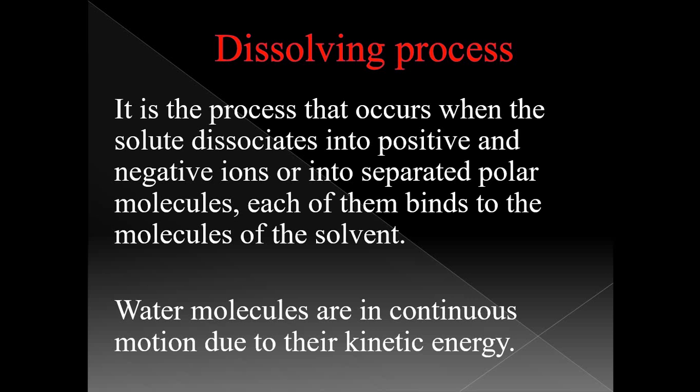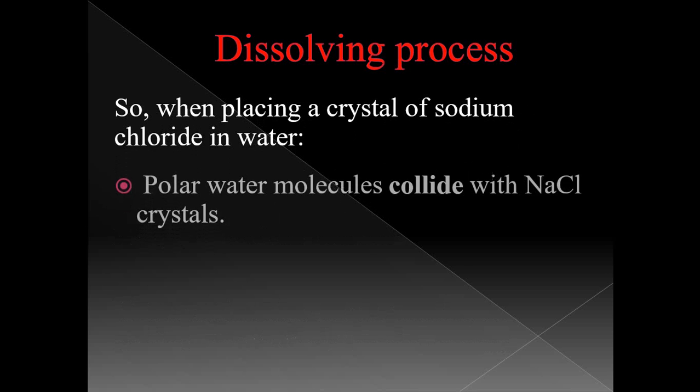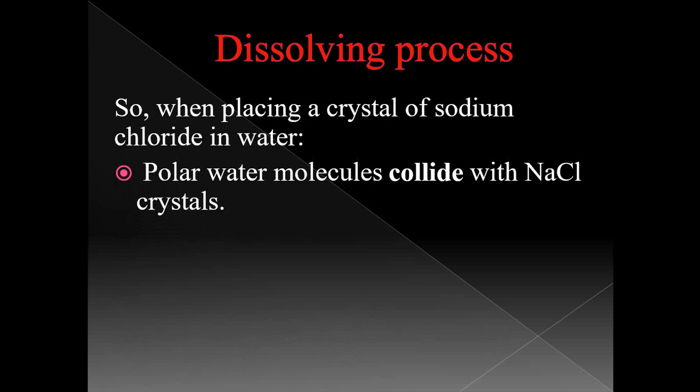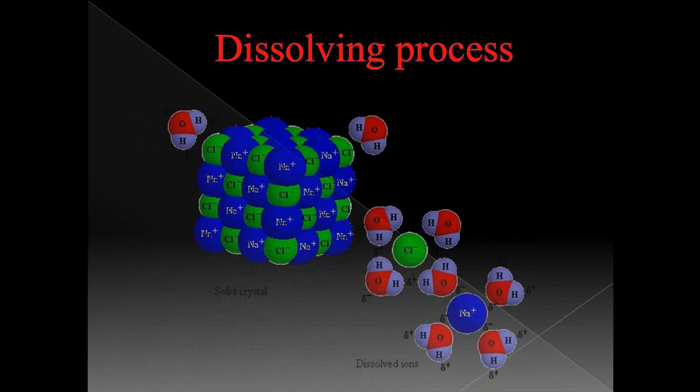And since water molecules are in continuous motion due to their kinetic energy, so when placing a crystal of sodium chloride as a solute, for example, the first thing that happens is that polar water molecules collide with sodium chloride crystals. Then water molecules start to attract the ions of sodium chloride, sodium ions and chloride ions, by directing the suitable pole towards each of them until these ions are isolated completely. Okay, the positive ions are isolated from the negative ones and they are prevented from binding again.